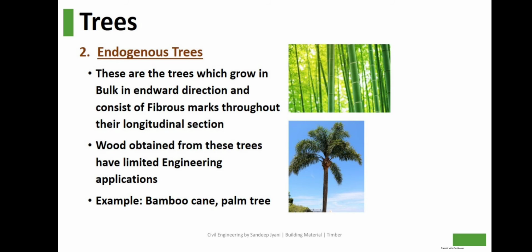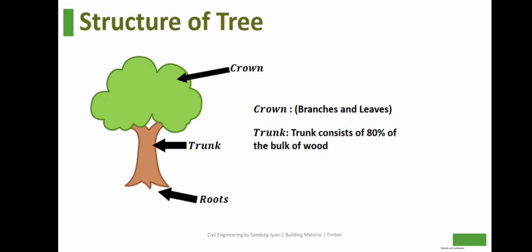Endogenous tree. These are the trees which grow in bulk in an inward direction and consist of fibrous marks throughout their longitudinal section. Wood obtained from these trees has limited engineering application. Example: bamboo, cane, palm tree. Structure of tree: crown, branch and leaves, trunk. Trunk consists of 80% of the bulk of wood.